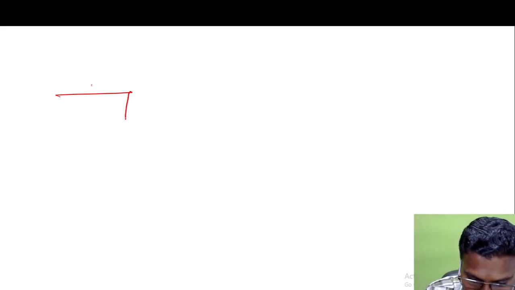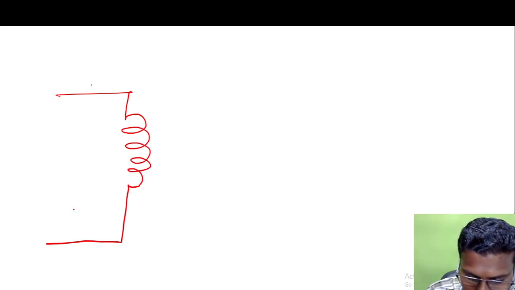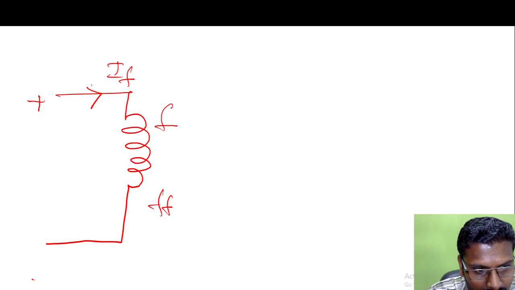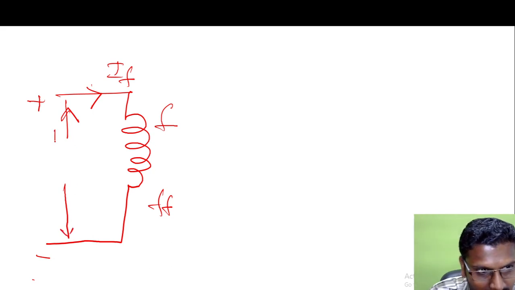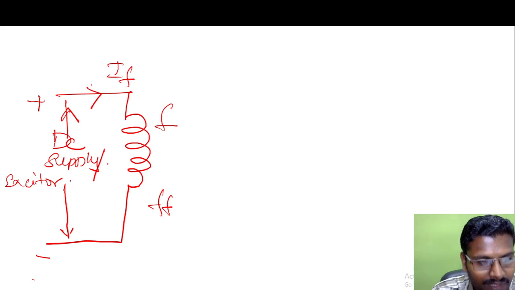So this is the field coil. This is F and this is FF, or F1, F2, whatever it may be. This is the current IF, which is the field current. The polarity is plus, minus. So I am going to excite this with the help of another DC supply, or by an exciter, right?